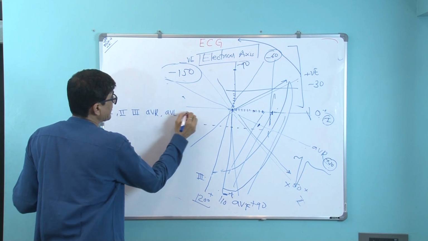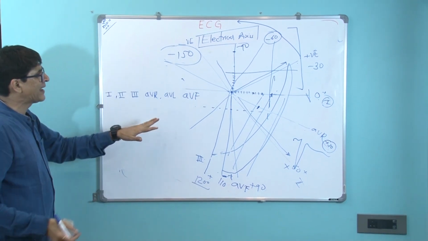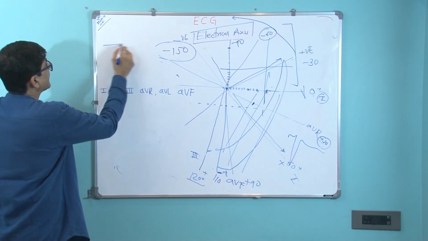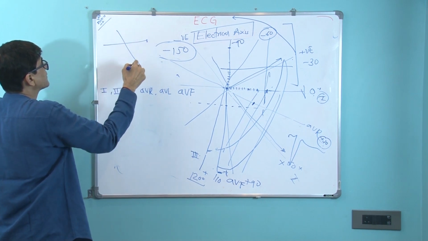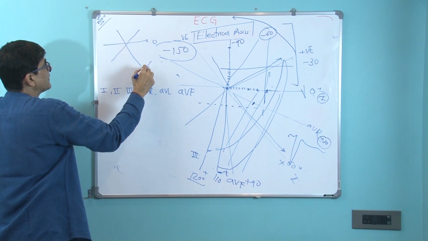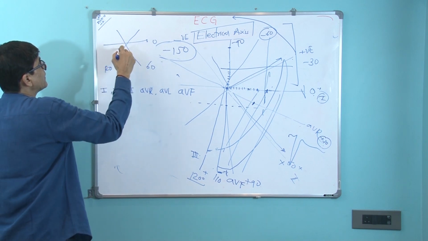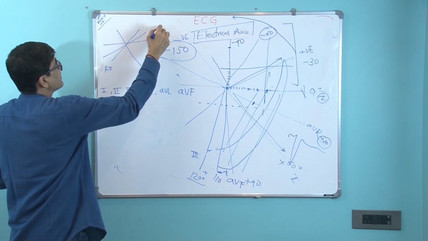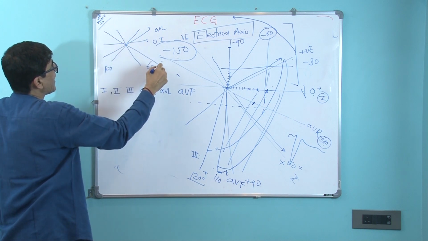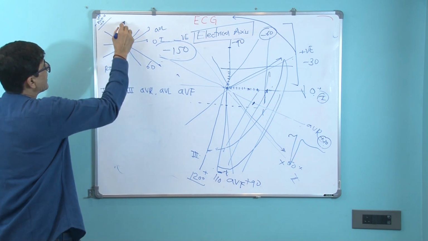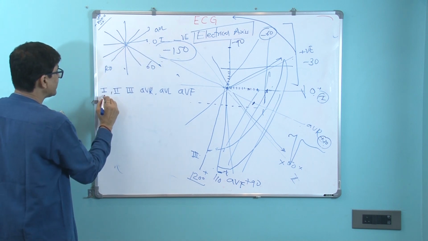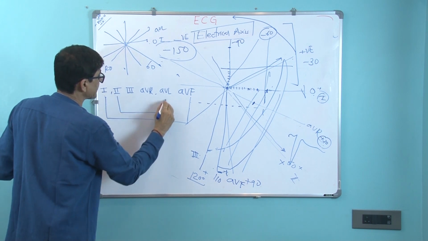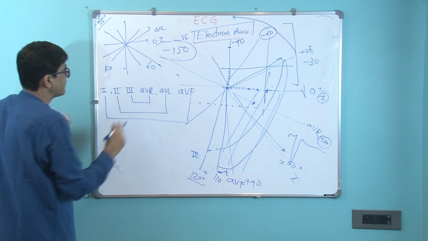AVR, AVL, AVF. You draw a diagram 100 times and fix this diagram in your mind. And how do you draw? Lead 1 is first, second is 60 degrees, third is 60. So 0, 60, 120. Now AVL is very close to first, it is a friend of first. So AVL is minus 30. Now remaining AVR, which is plus 30 or minus 150, and AVF is perpendicular to first. So first perpendicular is AVF, second perpendicular is AVL, third perpendicular is AVR.